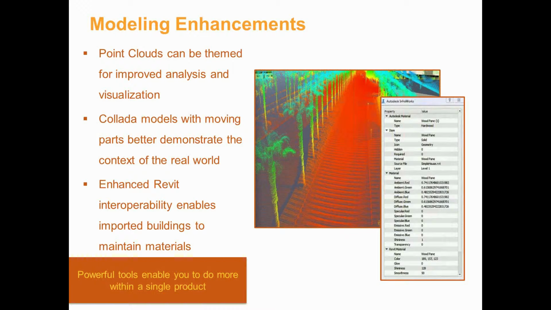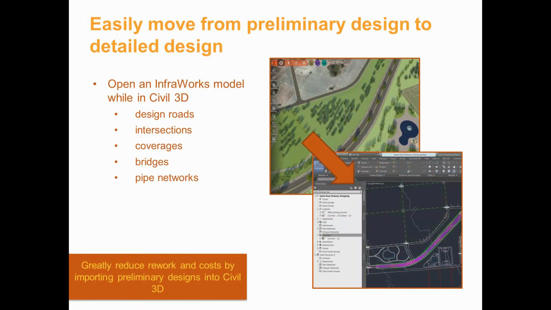Some of the modeling enhancements, point clouds, they can now be themed, so you can get different visual looks, elevational ranges, height maps, things like that, to give you a little more character and depth to the point clouds that you're loading up into your file. As I mentioned before, the Collada files are now available for animation, so that's kind of nice. And we have enhanced Revit interoperability. So when you bring in your Revit models, now it will support all of your materials and things like that much better. So everything comes over a lot cleaner.